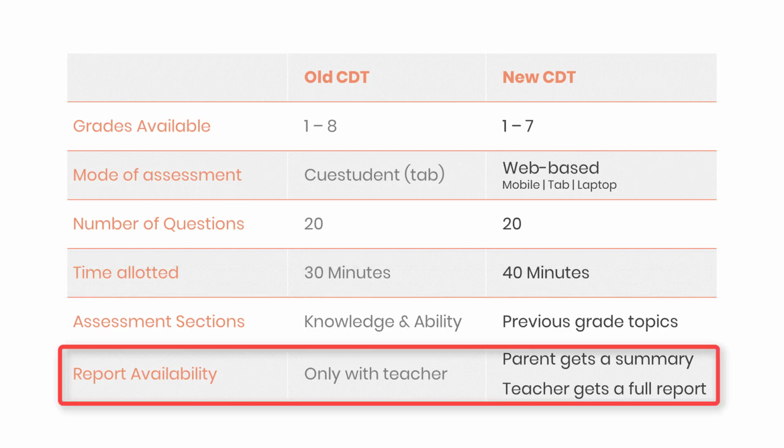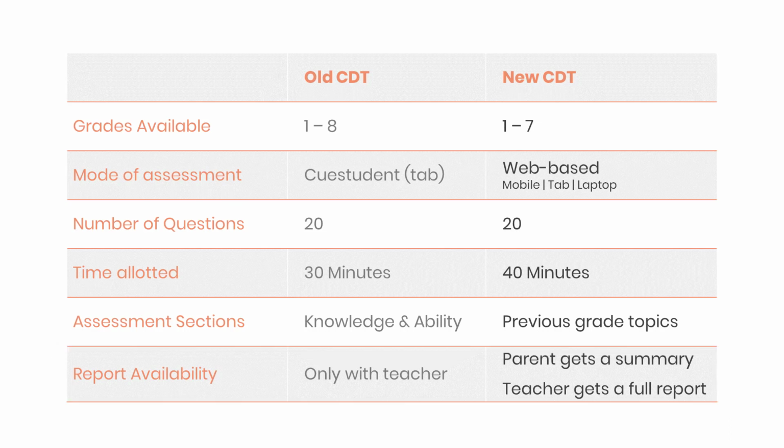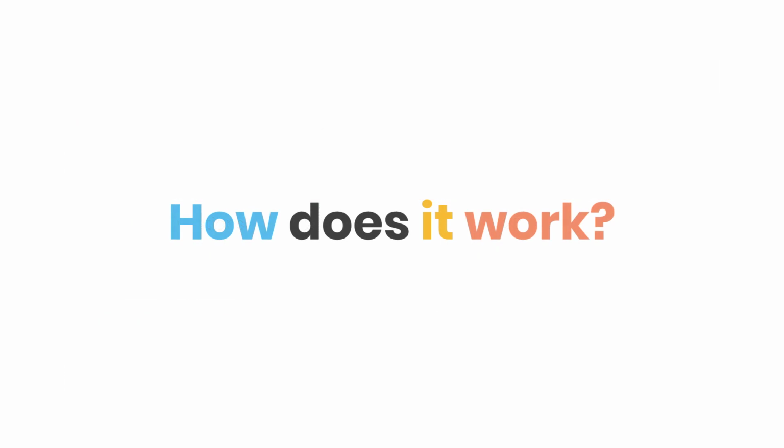At the end of the CDT, 2 reports get generated. One report will show a summary of the student's performance and topic level scores to the parent, and a second, more detailed report will be sent out to the teacher, which allows in-depth review at question level to understand the student's learning gaps. We will learn more about this in the CDT Report section of this training. The new CDT is easier to launch and complete.